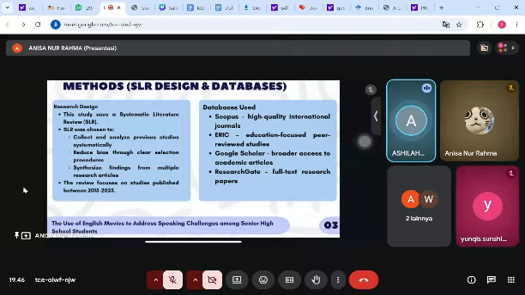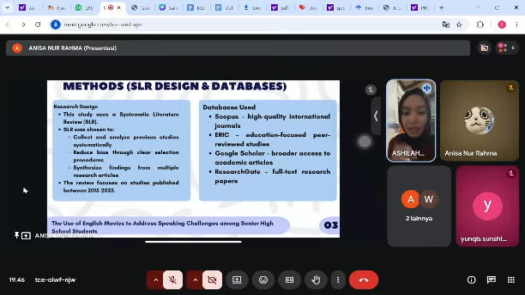Okay, now I'm going to explain the method for this study. So in this study, we applied a systematic literature review or SLR as the main research design. This method was chosen because it allows researchers to collect, evaluate, and synthesize previous studies in a systematic and transparent way. It also helps reduce bias and provide a clear overview of existing research findings.